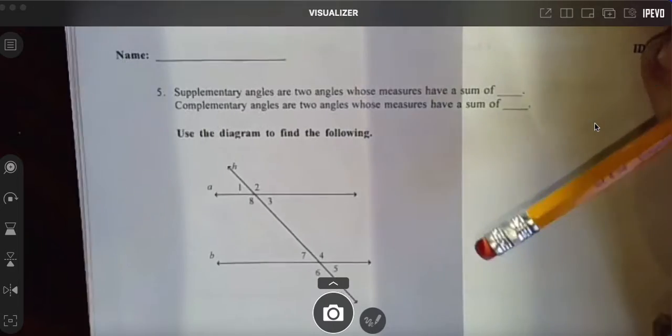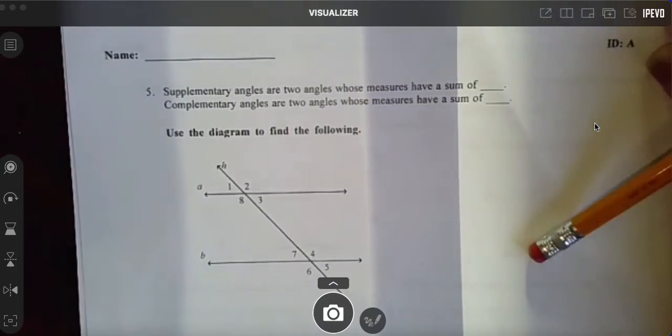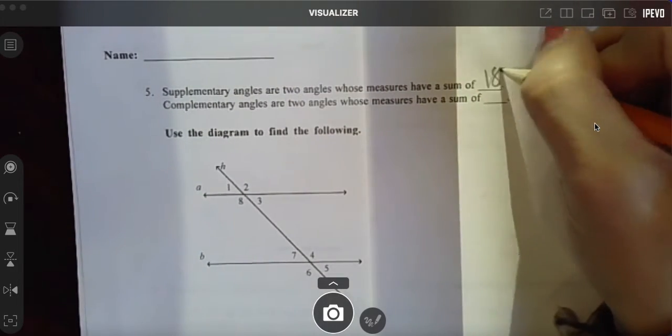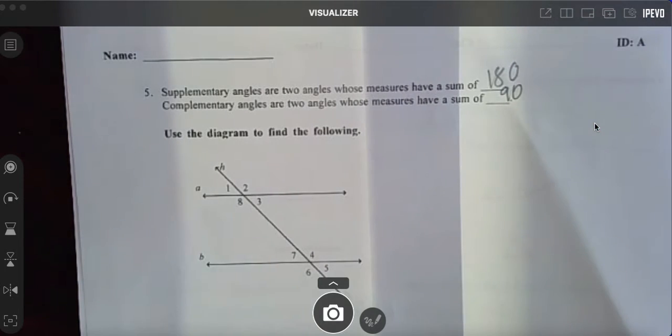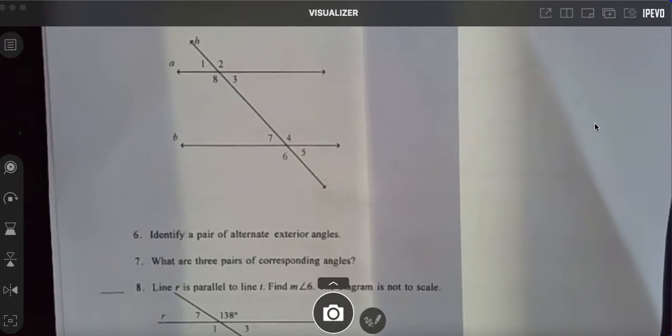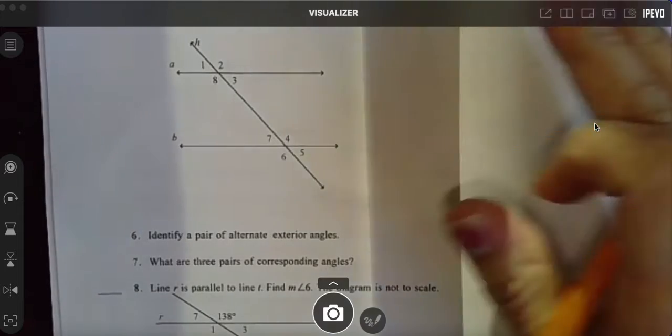Supplementary angles are two angles who have a sum of 180. Complementary adds up to 90. There we go. All right. Number 6 and 7, we're going to use this diagram.